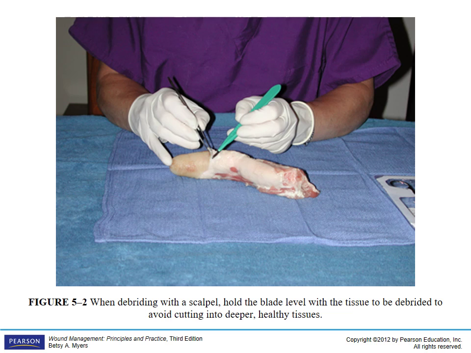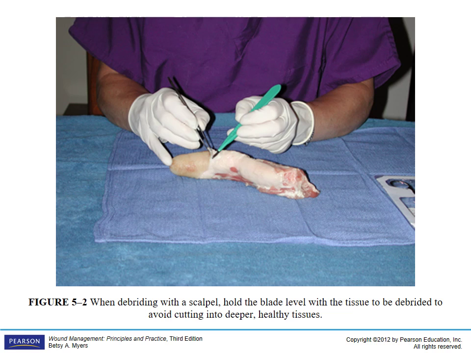This is a ham hock, or actually this is a pig's foot. This is a pig's foot. So when you're debriding with a scalpel, you want to hold it level with the tissue because you don't want to cut into deeper healthy tissues.